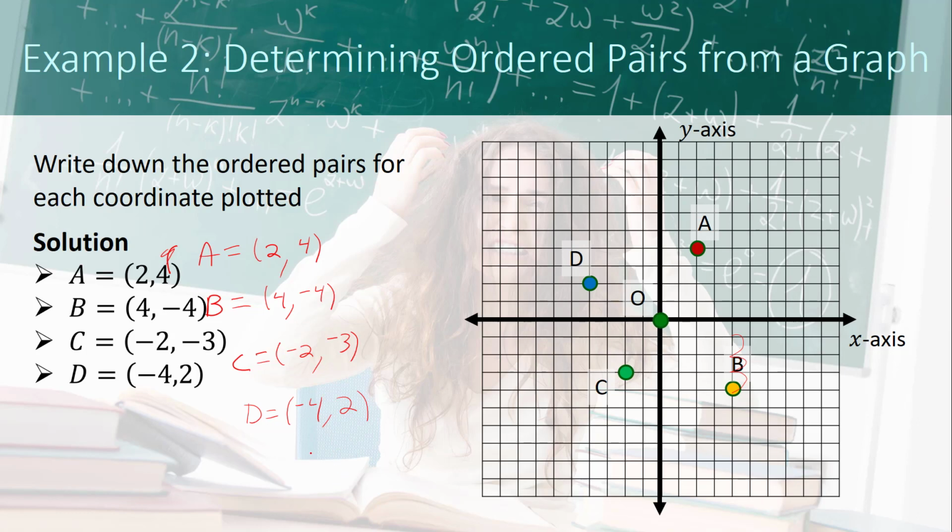And now notice what we have for O. O, we start at the origin, which is 0, 0. We don't go anywhere. We stay here. We move 0 units in the x direction, and we move 0 units in the y direction. So the coordinates for the origin will always be 0, 0. Okay, so those are two of the types of problems that you will see on your homework.